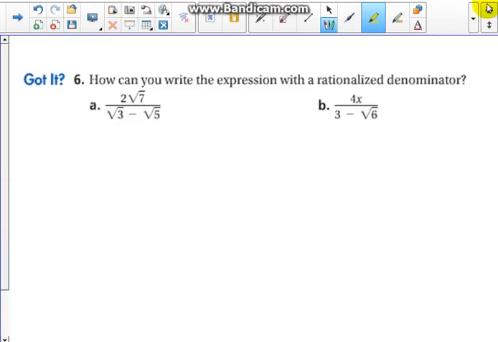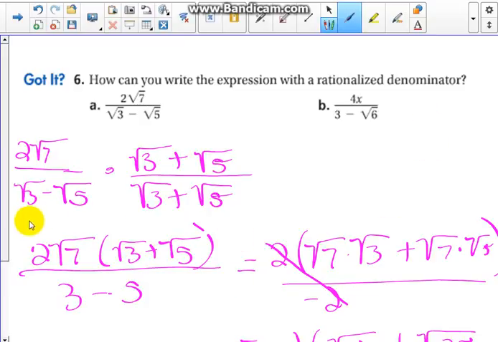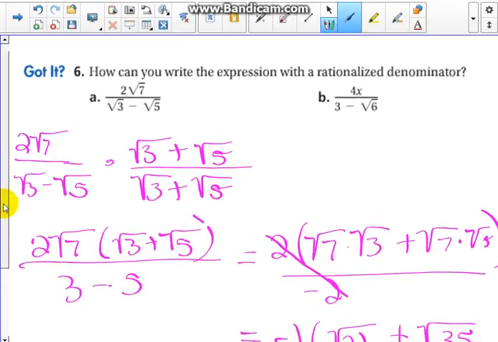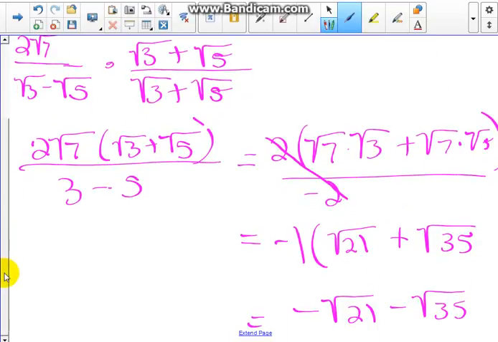Okay, here's our got it's. Okay, and here is the answer, quickly scrolling down to the first got it.